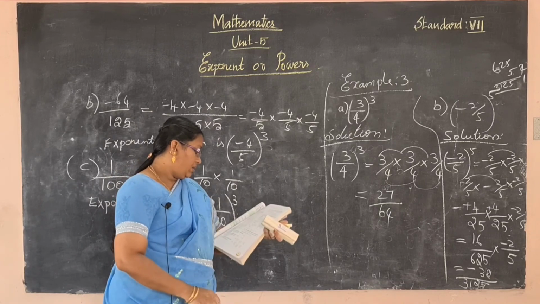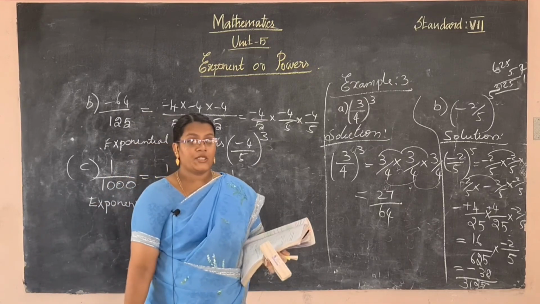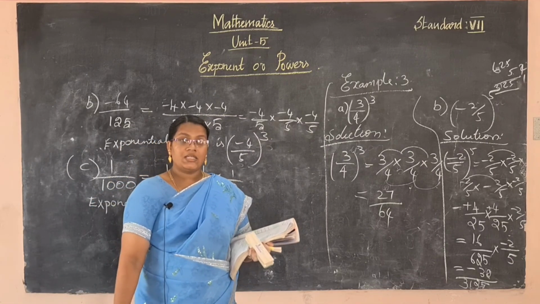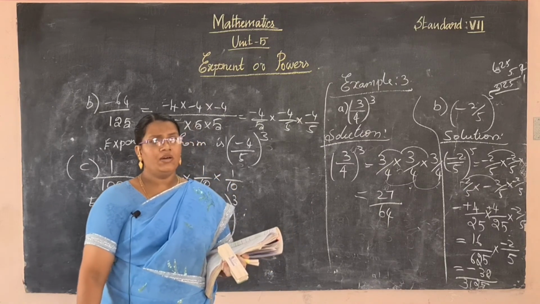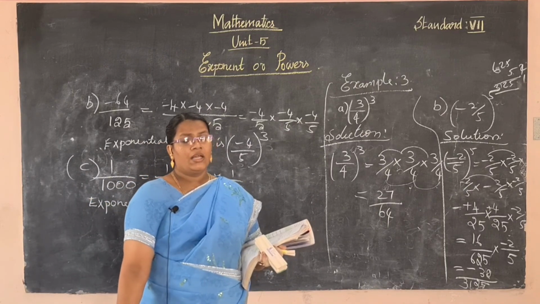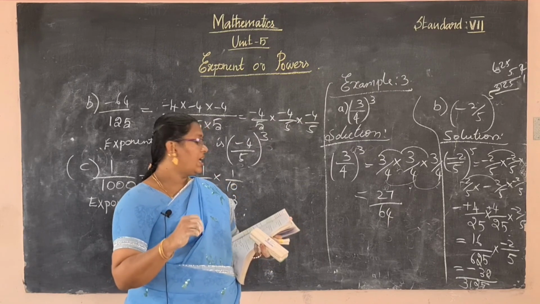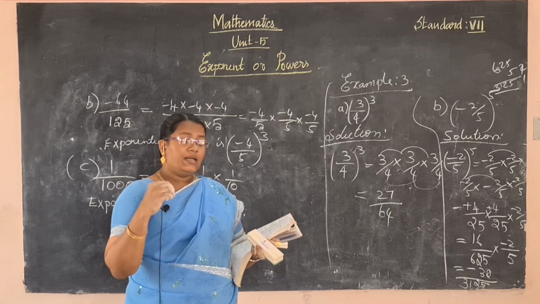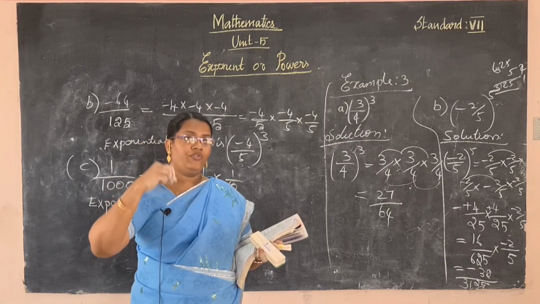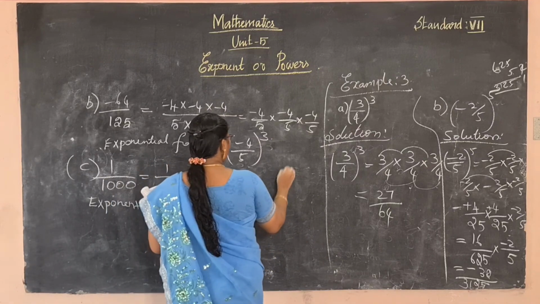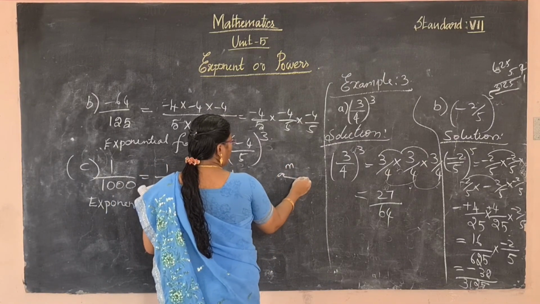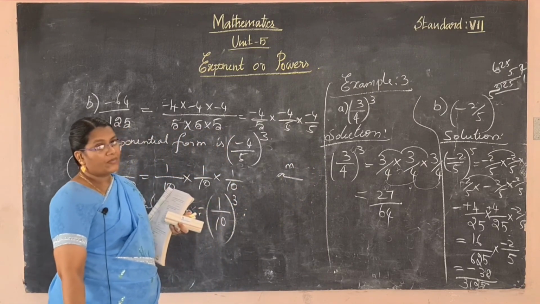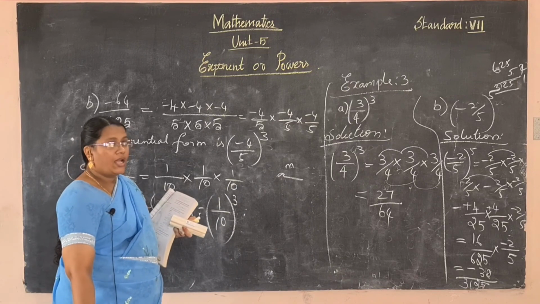Okay, I hope you understood the concept of exponent. So what is the definition of exponent? A number multiplied by itself is called an exponent. It is in the form a power m. It can be read as a raised to the power of m. And a is called the base, m is called the exponent, power or index.